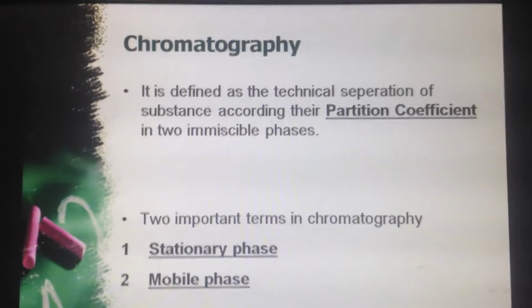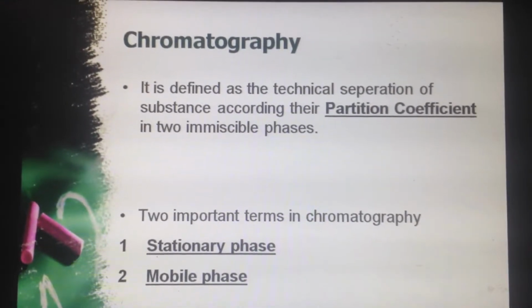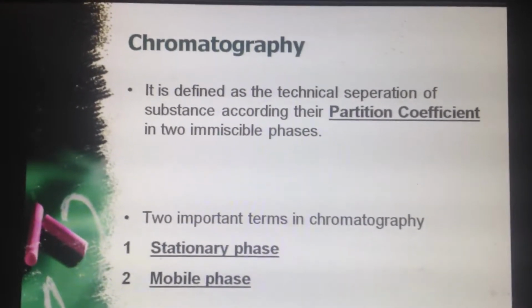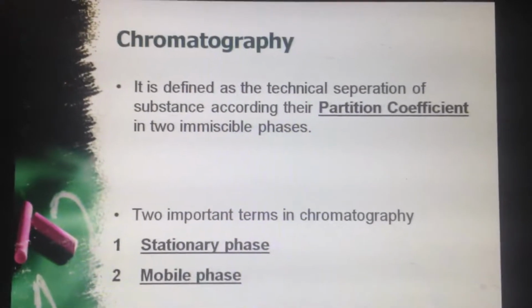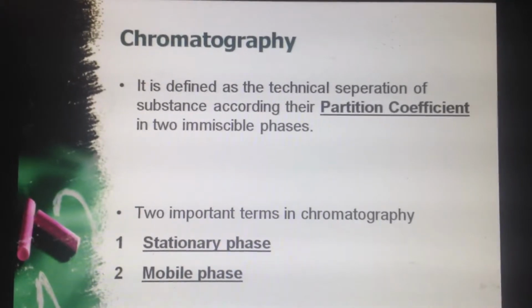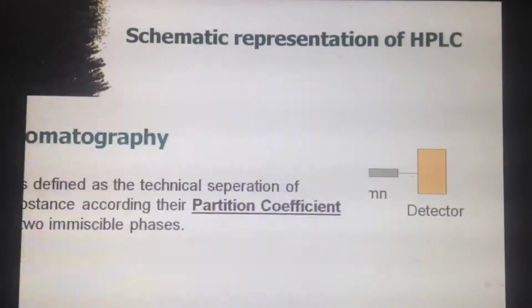Now what is chromatography? It is defined as the technical separation of substance according to their partition coefficient in two immiscible phases. What are the two immiscible phases? First is the stationary phase and second is the mobile phase.